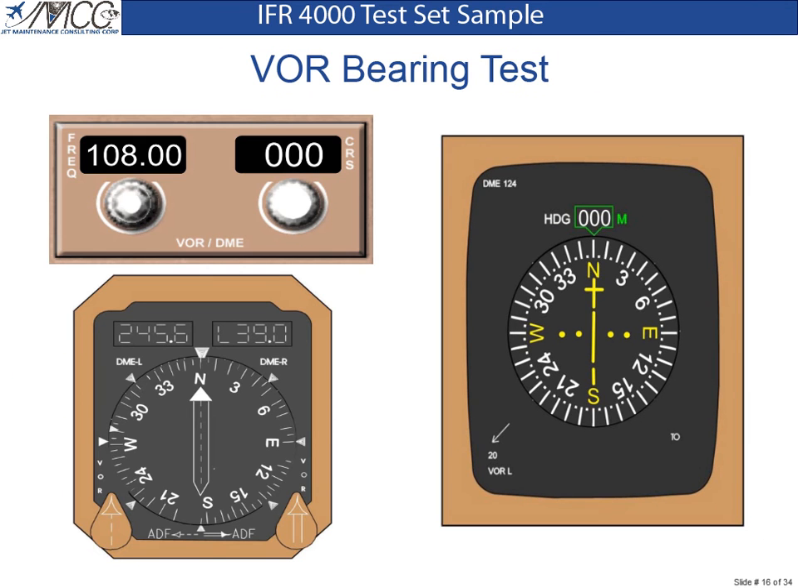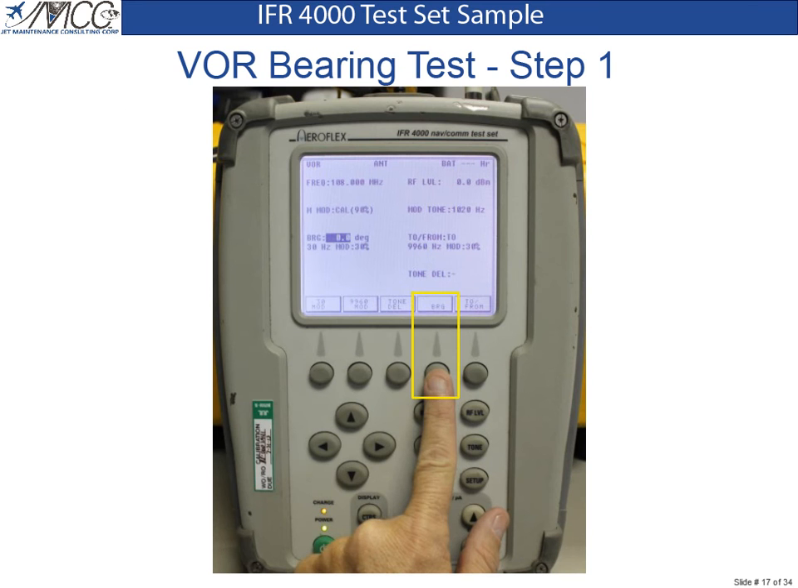A VOR bearing test is accomplished to ensure the VOR system displays bearing to a VOR station accurately. To conduct a VOR bearing test using the IFR 4000, ensure the test set and the aircraft are set up as previously discussed. Frequency of 108 MHz, no VOR flags in view, and the course deviation indicator centered at 0 degrees or due north. Press the bearing soft key on the VOR screen to highlight the bearing parameter.